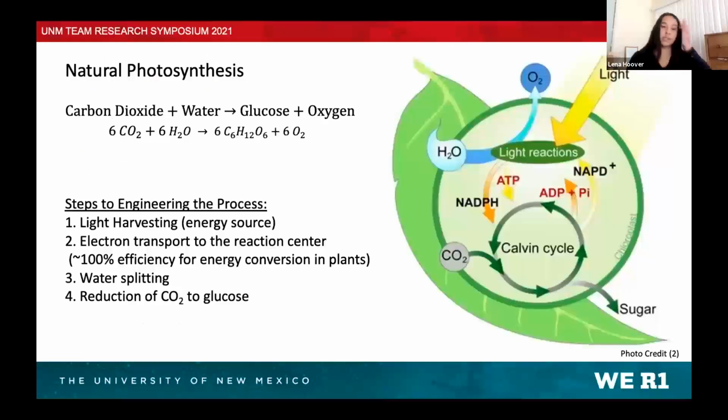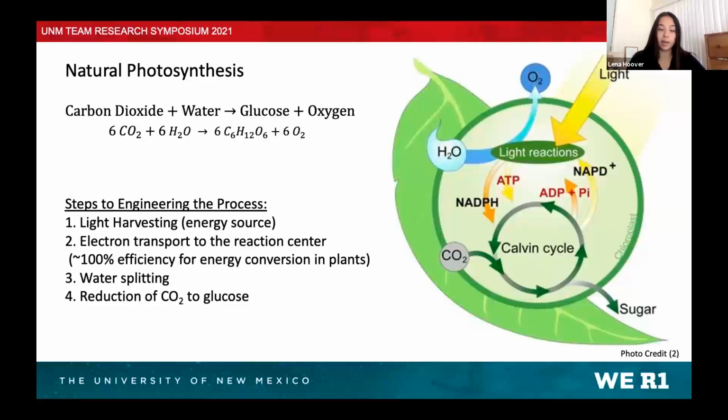Artificial photosynthesis is based off of natural photosynthesis, which commonly occurs in the leaves of plants and other organisms. Here, carbon dioxide plus water becomes glucose plus oxygen, and glucose is a sugar that the plant uses. In nature, the reaction is split up into different steps that occur separately, but also simultaneously. And we wanted to mimic this as engineers.